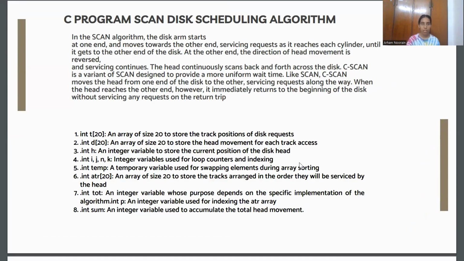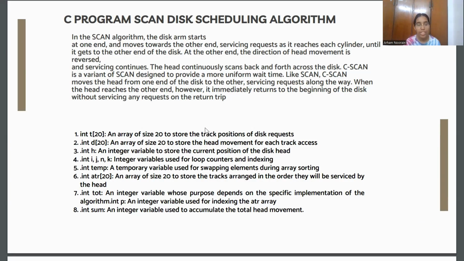Program for scan scheduling algorithm. I will actually run the code and show it to you. In the scan algorithm, the disk arm starts at one end of the cylinder and moves towards the other end of the disk. At the other end, the direction of head movement is reversed. The servicing continues. The head continuously scans back and forth across the disk. C-scan is a variant of scan designed to provide uniform wait time. Like scan, C-scan can move from one end to the other end of the disk.